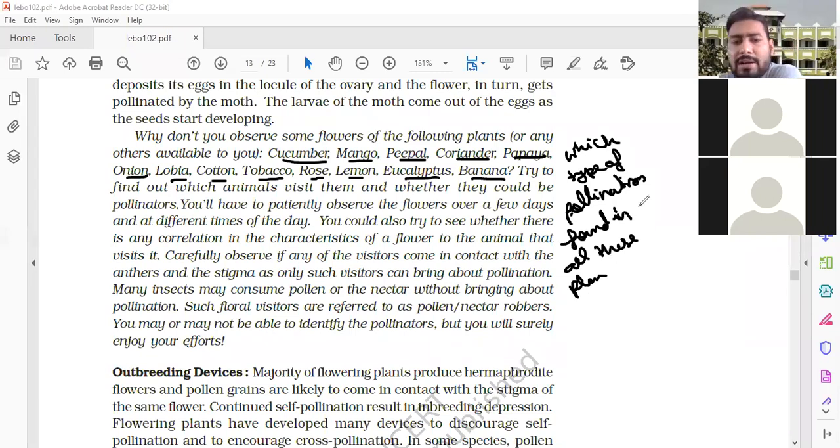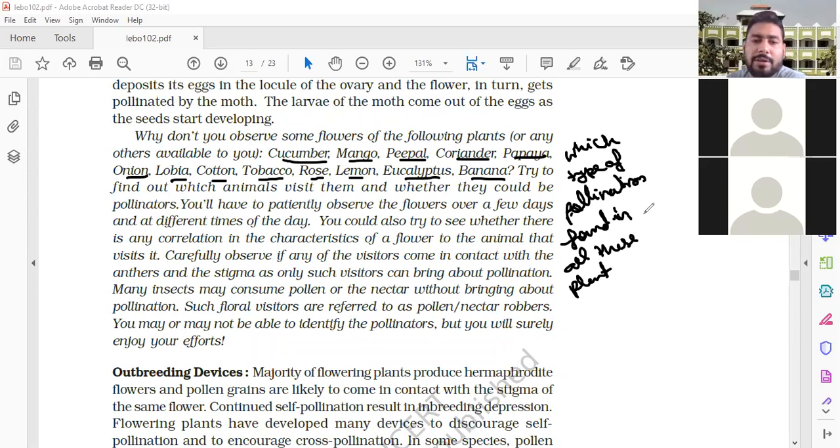Very good, Monisha. Entomophily. Clear? Insects, or entomophily. So insects are involved in such types of flowers where insect pollination, or entomophily, takes place. This is already a PYQ, a previous year question.